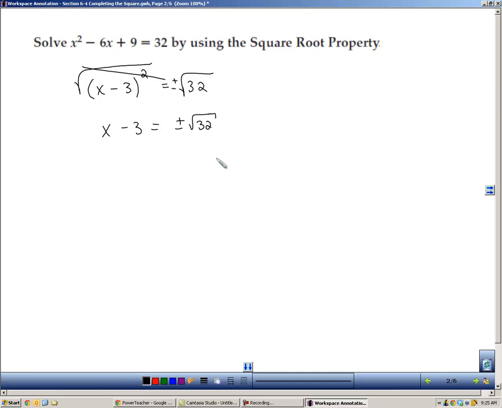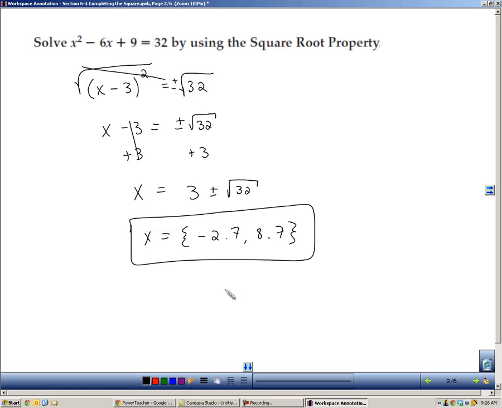Now 32 is not a perfect square, so this square root is a decimal number. I'm going to leave it as a square root for right now while I continue to solve this. I'm going to add 3 to both sides and get a solution of 3 plus or minus the square root of 32. Now to write my two solutions, I need to plug this into a calculator. When I do that, I get negative 2.7 and positive 8.7, and we'll round those to the nearest tenth. Even though this is an exact answer, this answer is a little bit more meaningful for us. So these are my two solutions.